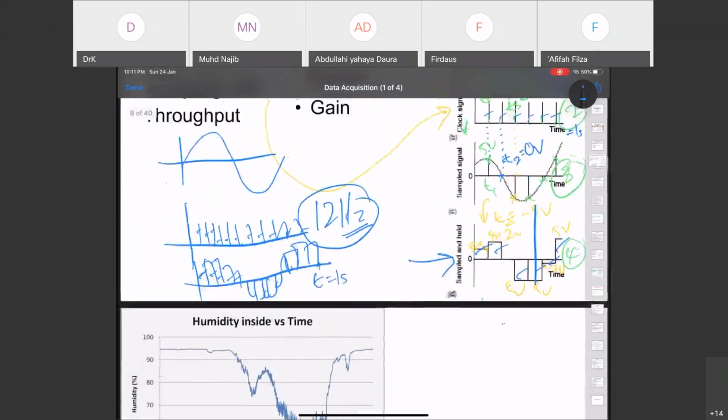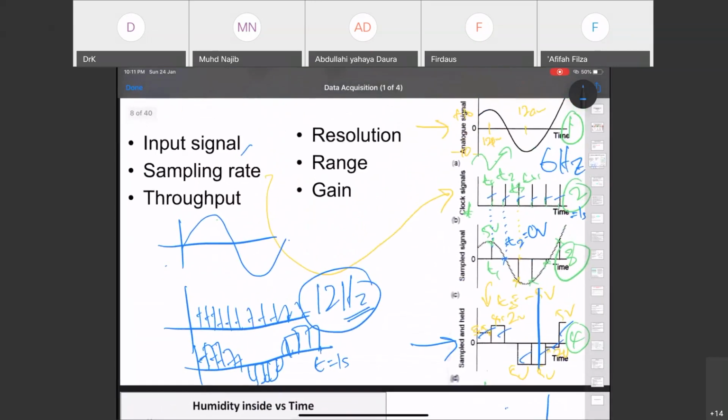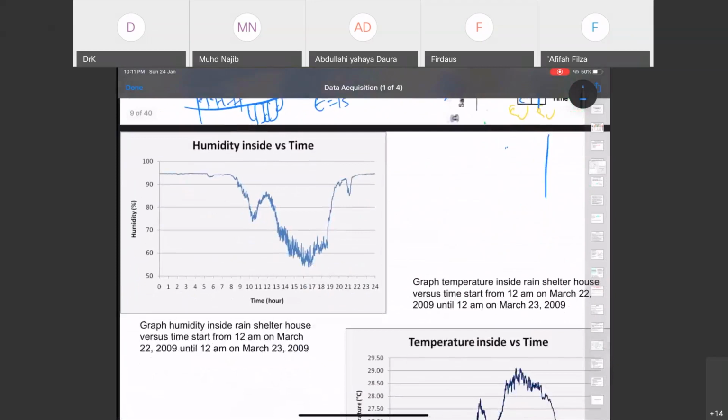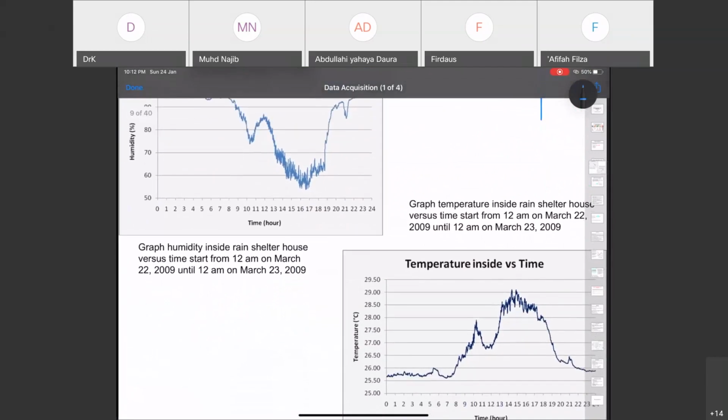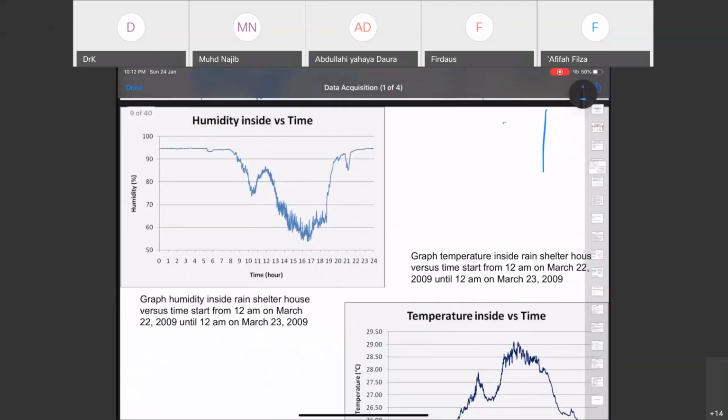I will leave that thinking for a moment. We have covered the input signal. We are talking about the sampling rate. Let me go through this. You have humidity versus time, temperature versus time. These are the sampling processes. You have time here, and the humidity reading level over here. So this is what you get over the day.